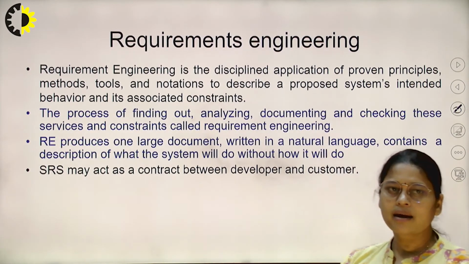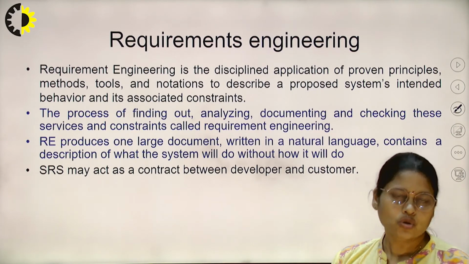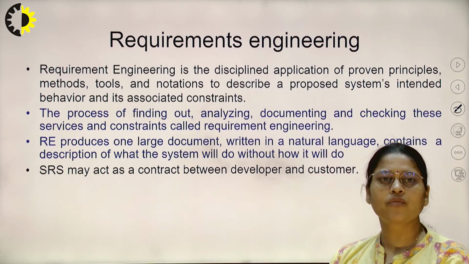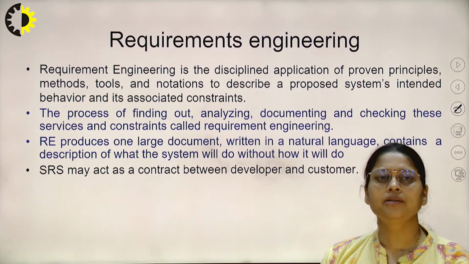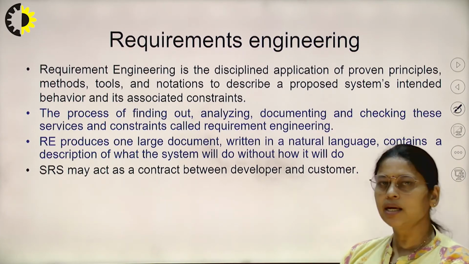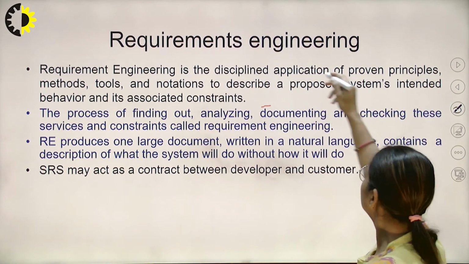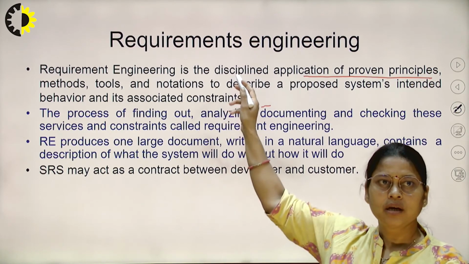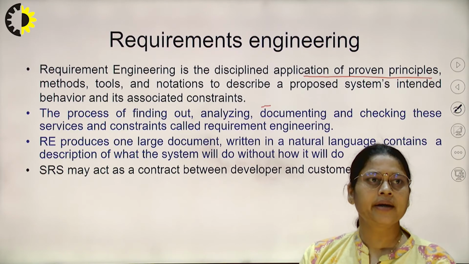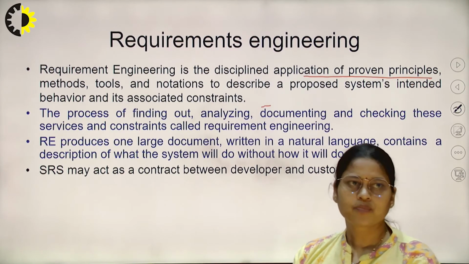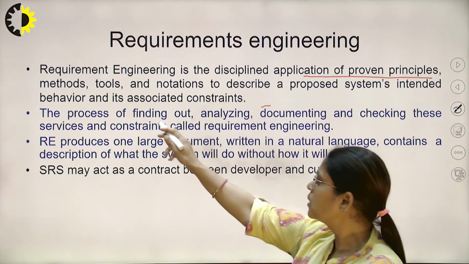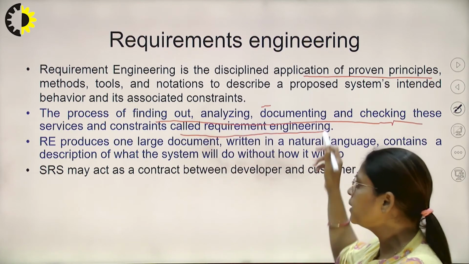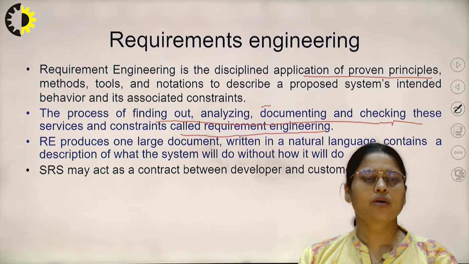Now, the question arises of how we can prepare this SRS. There is a process for the preparation of SRS, and that process is called the requirement engineering process. Requirement engineering is a disciplined application of proven principles, methods, tools and notations that describe the proposed system's intended behavior and its associated constraints. So basically this process is used for finding out, analyzing, documenting and checking the services and constraints in the system, that is called requirement engineering.